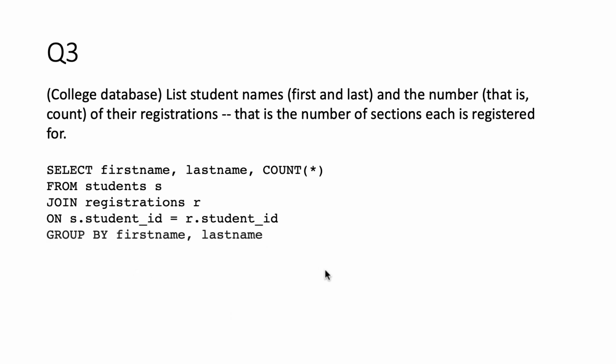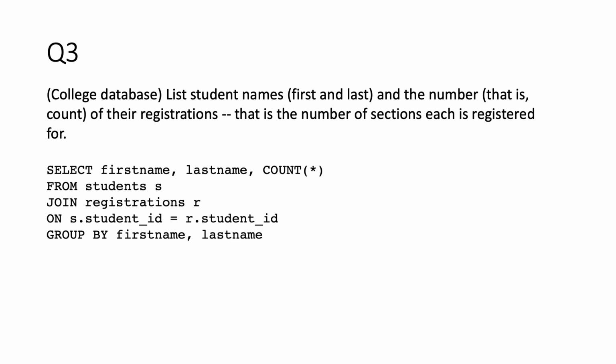The important point is to group it by first name and last name of student, right? Because we're saying for every student, give me the count. For every student, give me the count of how many sections they registered for. So therefore, we say group by first name, last name, because each of the groups is a particular student. So that's the idea here.